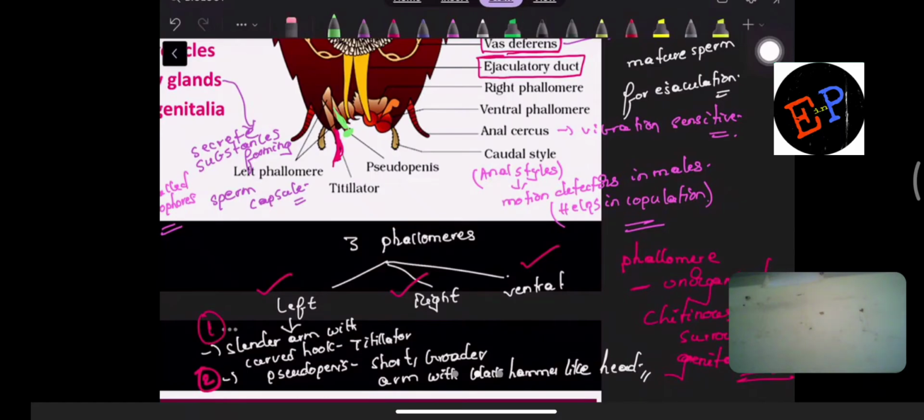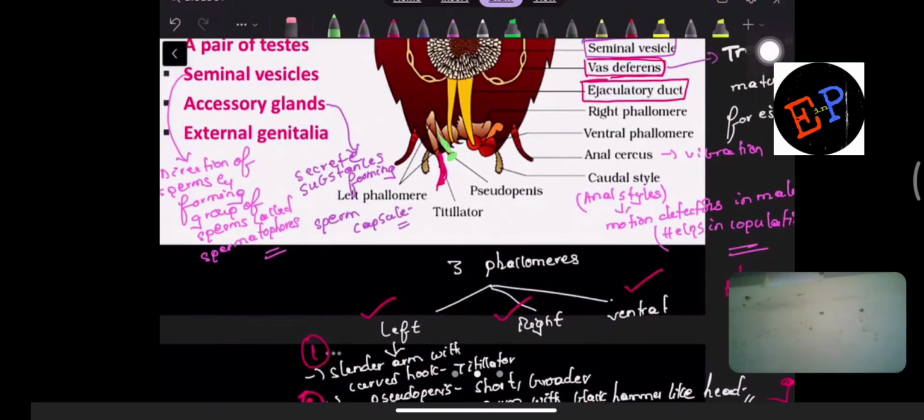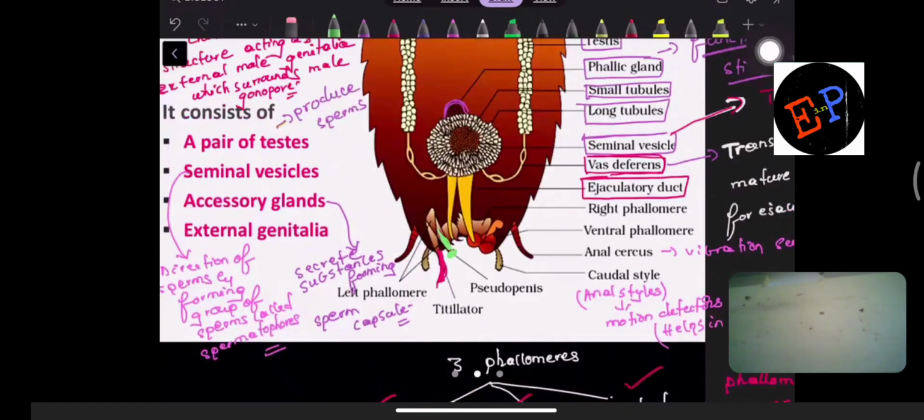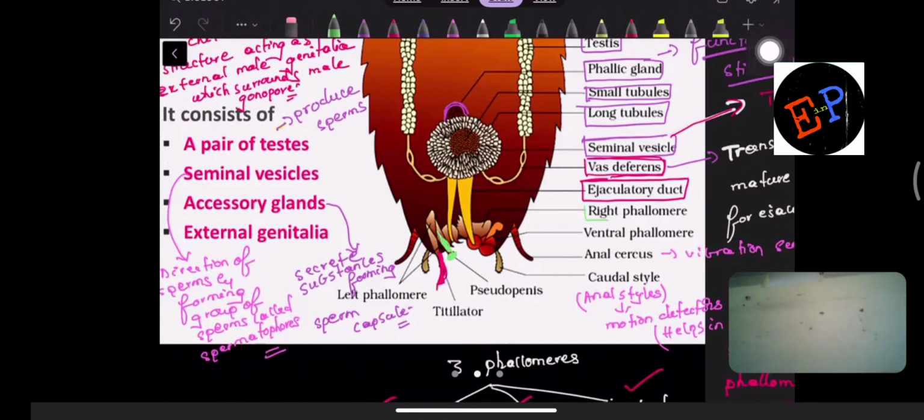So this is about phallomeres. Understood? If a question is asked on phallomeres, it will be asked only on these regions. So this is the right phallomere, a chitinous membrane, and there is a ventral phallomere, and they have these anal cerci. What is meant by anal cerci we have already studied. They are wind sensitive as well as vibration sensitive.